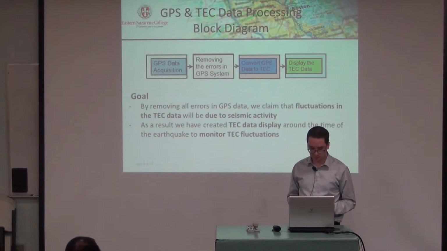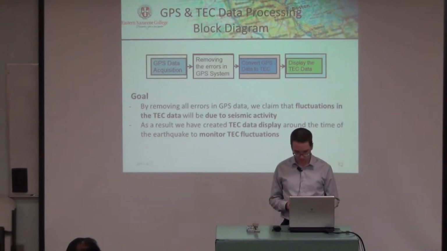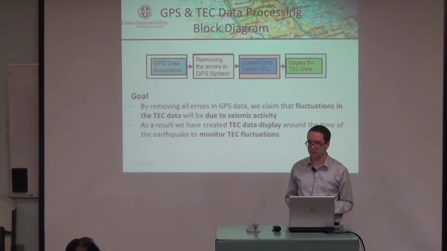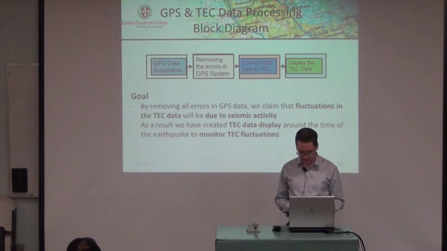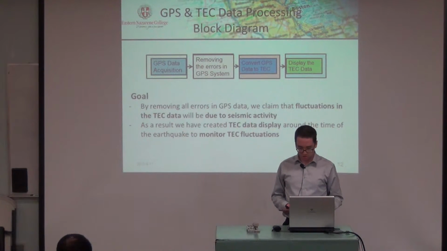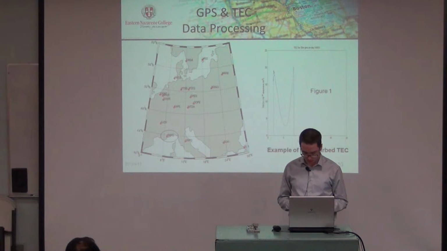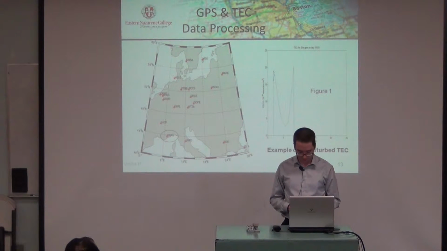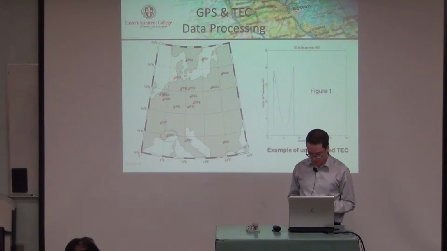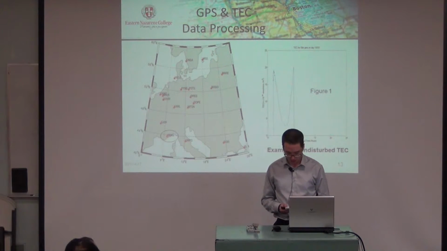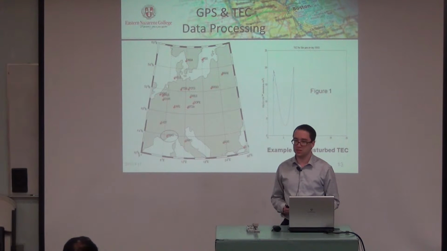So, in order to see if we can observe these disturbances, I've used the following data processing method. We took the GPS data, we removed all the errors from it, then we converted that GPS data to TEC data, and then we display it. So, to test the GPS data processing, I've looked at sets of trial data. One set of this data is from a group of receivers in Europe during a quiet ionosphere time, as shown in figure 1. The TEC in figure 1 is very smooth.